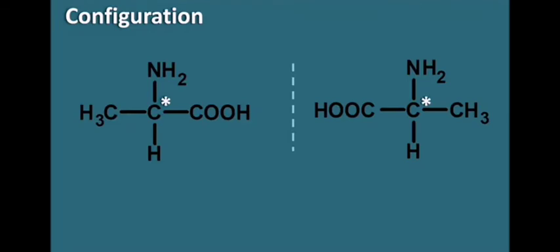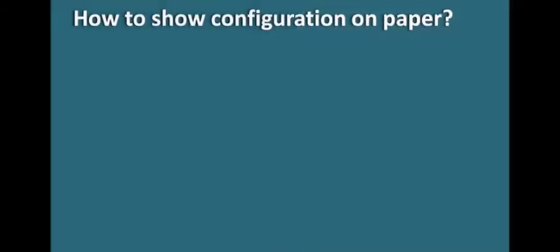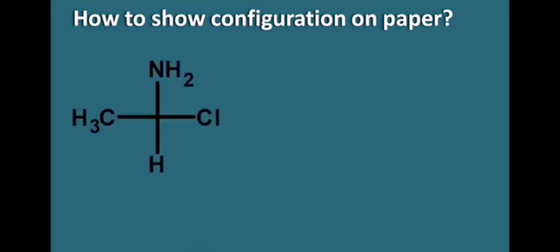Now these two structures are mirror images of each other, and it is very easy to say that they are mirror images. But how can we label these compounds? Well, is the first compound having R configuration or S configuration? So in this video, we will see how we can represent these structures on plain paper. One of the projections is like this.